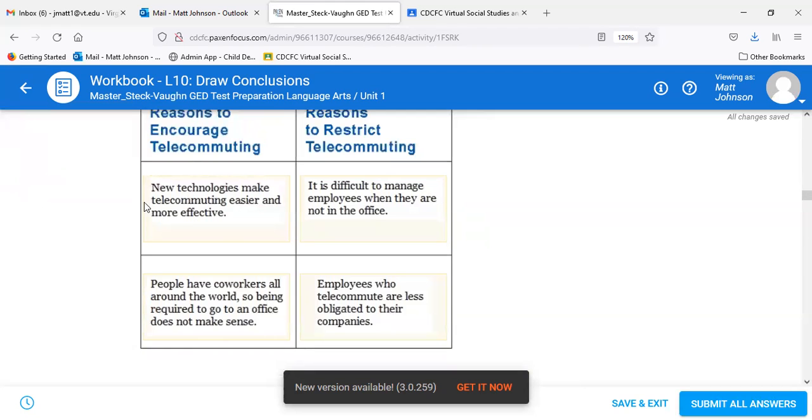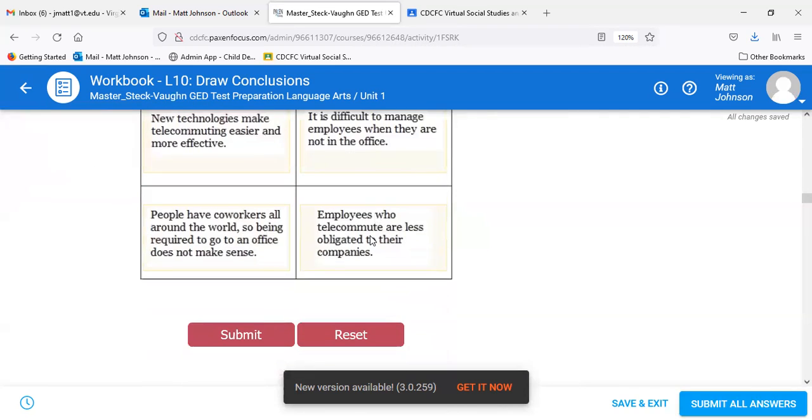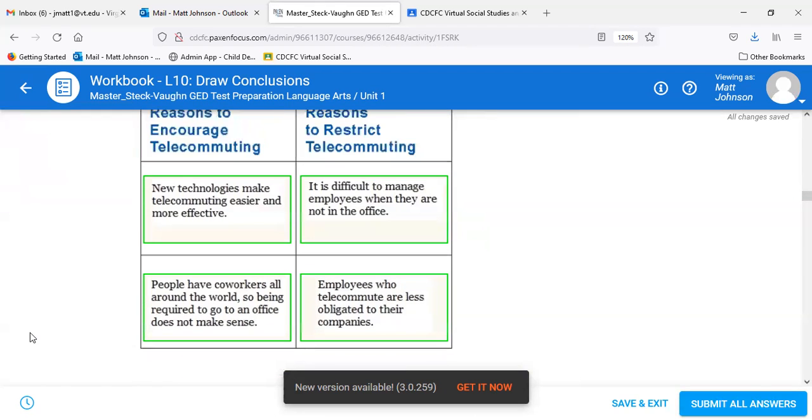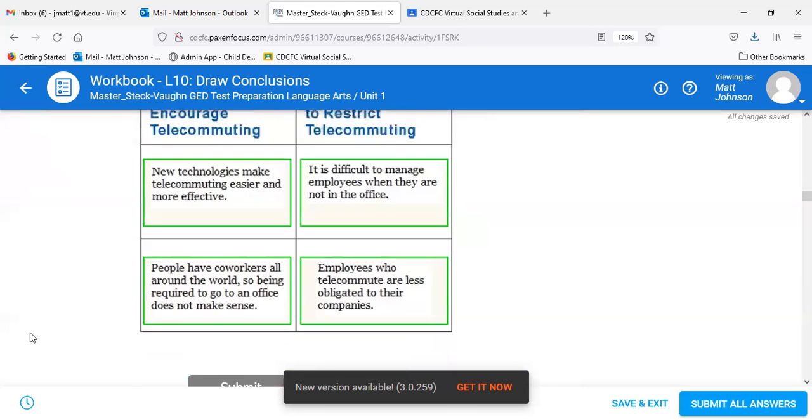So our 4 boxes here, right? So reasons to encourage should be new technologies make telecommuting easier, and people have coworkers all around the world. And then reasons to restrict is it's difficult to manage employees when they are not in the office, and employees who telecommute are less obligated. All right, so we hit that. Get our green lights or green highlights.